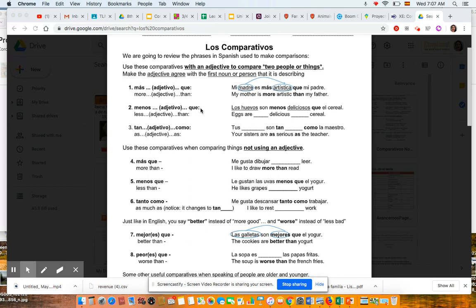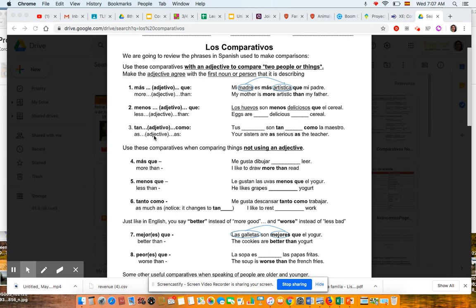When you compare two things and you want to say less than, you use menos que, such as in this example. Los huevos son menos deliciosos que el cereal. Eggs are less delicious than cereal.